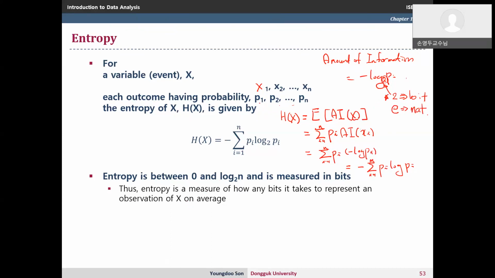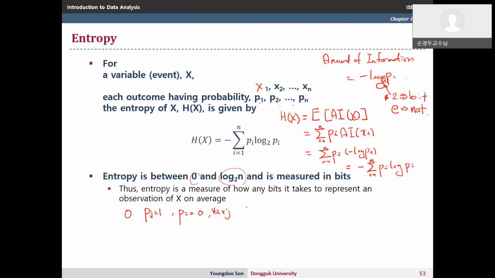And the value of entropy is between 0 and log n. It means that the minimum value of the entropy is 0 and the maximum value of the entropy is log n. So it has the minimum value 0 when one of the pj is 1 and the other pi are 0, where i is different from j.